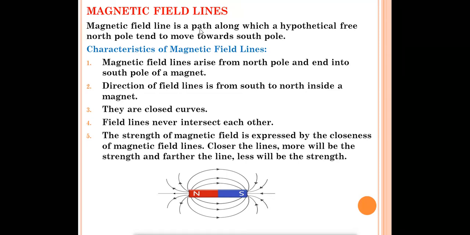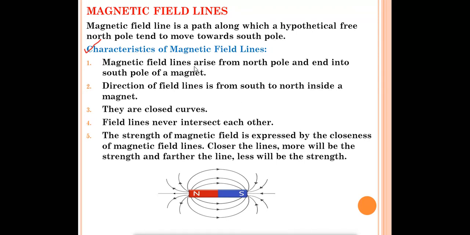So, it is a path. Path means the way through which a hypothetical free north pole tends to move towards the south pole. It is like a line or path through which the north pole will move towards the south pole. So these are called magnetic field lines. And now this is important, the characteristics of magnetic field lines, because many times in the board exams this question is asked. Write the characteristics of magnetic field lines or write the properties of magnetic field lines. Okay, so one by one we'll discuss all the properties.